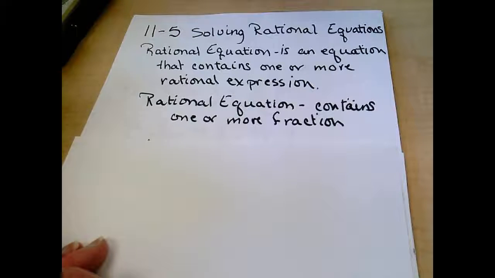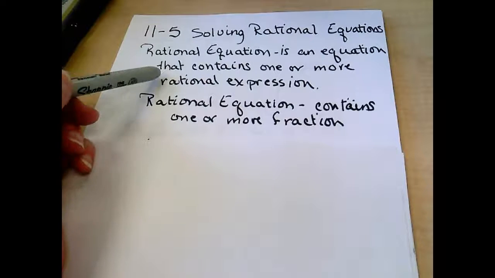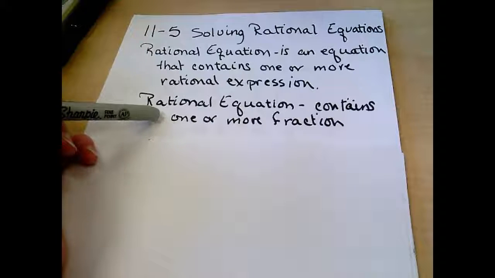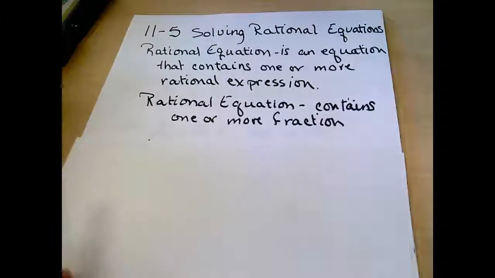11-5, solving rational equations. A rational equation is an equation that contains one or more rational expressions, which doesn't clear it up at all if you don't remember what rational means. A rational equation contains one or more fractions. So this is an equation dealing with fractions.